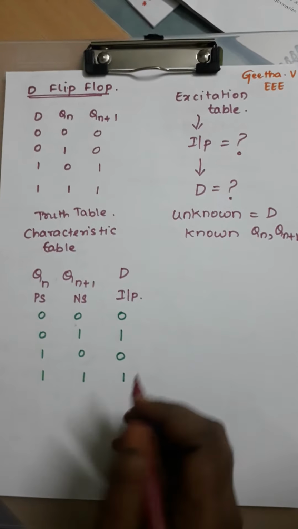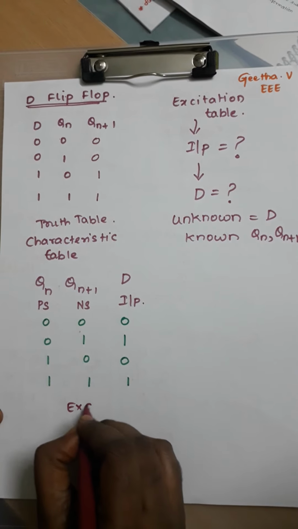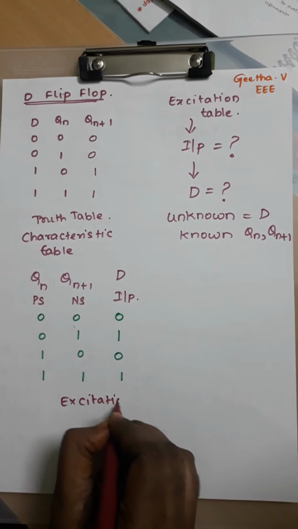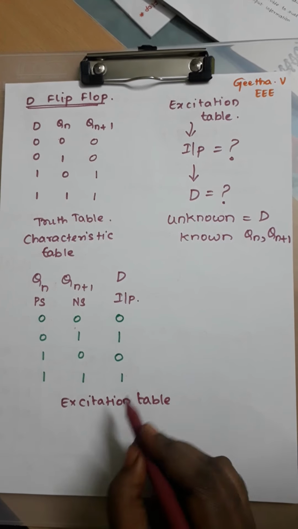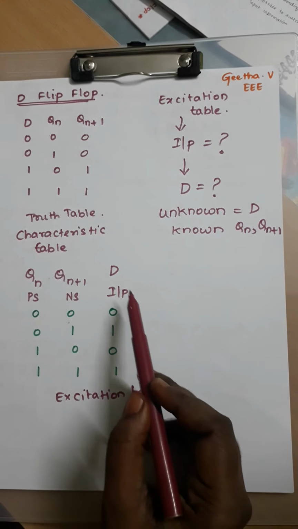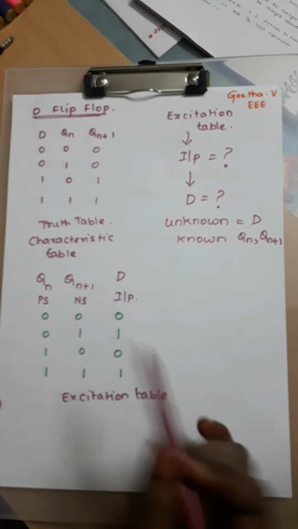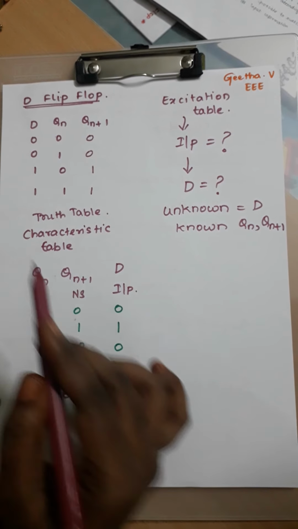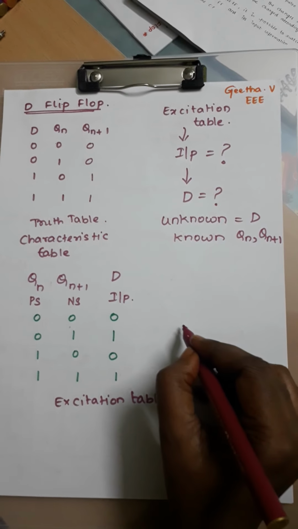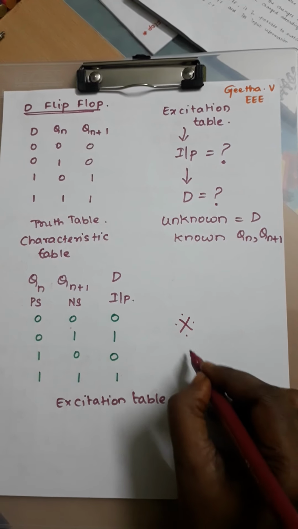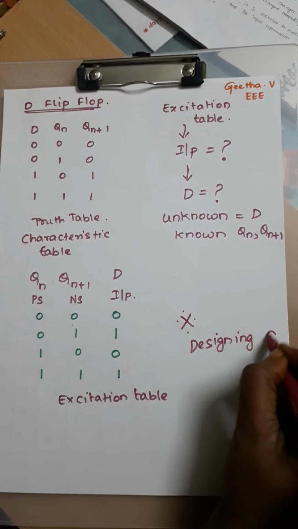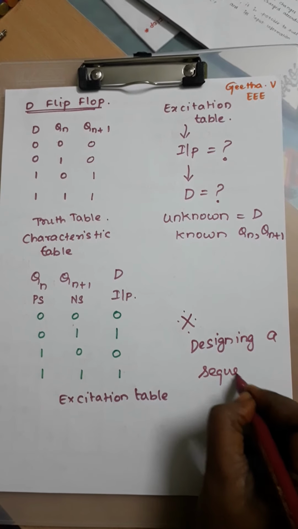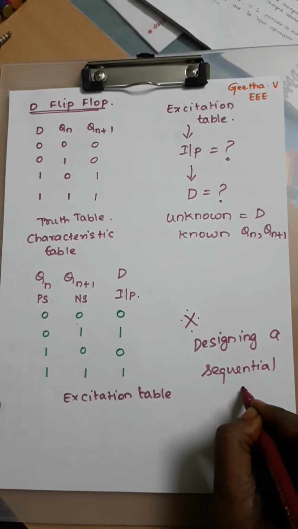So every time we go for this, it is called your excitation table, and when there are two inputs, in that case we need to concentrate much. If there is only one input, it is much easier to take your excitation table from your characteristics table. So every time this is going to be very important when you are going for designing a sequential circuit.